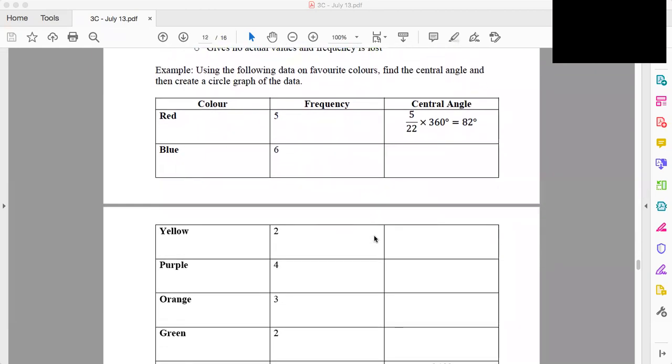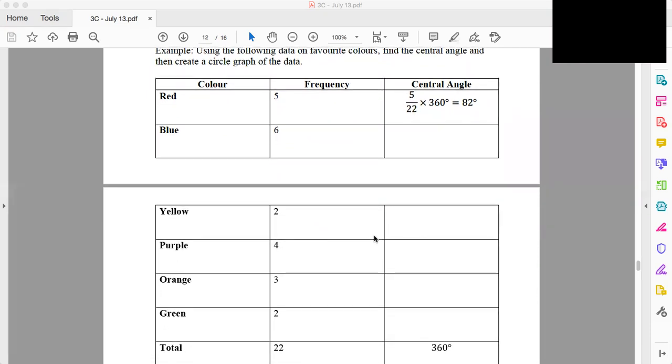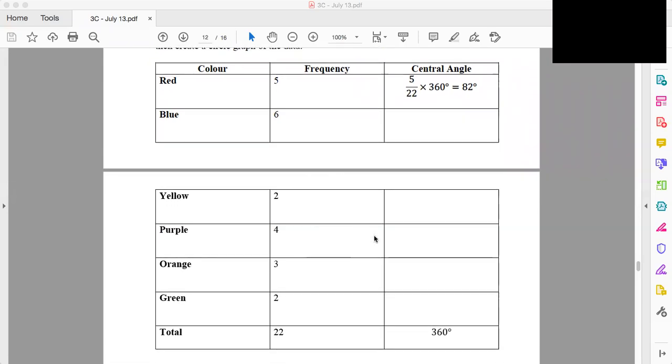So an example: using the following data on favorite colors, find the central angle, then create a circle graph with that data. To find the central angle, you take the total of the frequency. In this case, there were 22 people that were asked. You take how many people liked blue, so there were 6. How many people were there in total? There were 22. And then times 360 degrees, which gives us a total of 98 degrees.